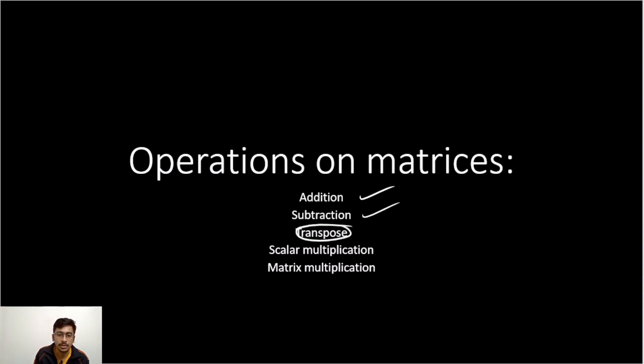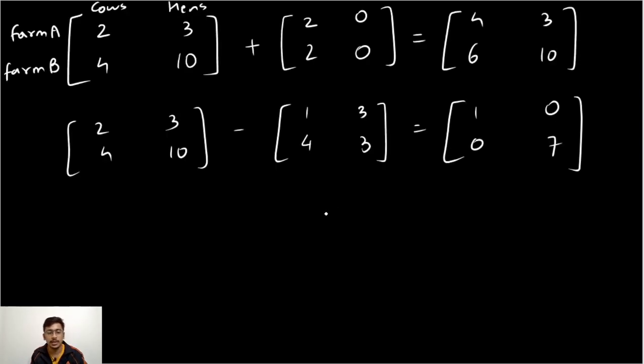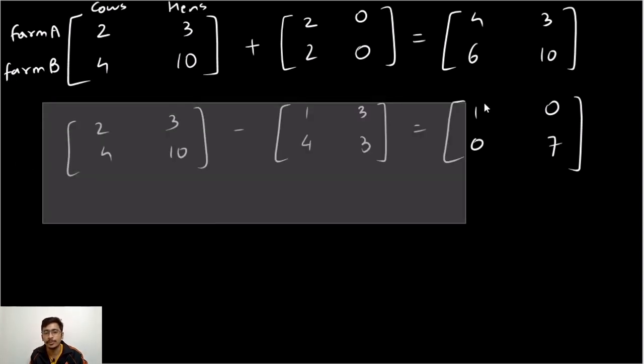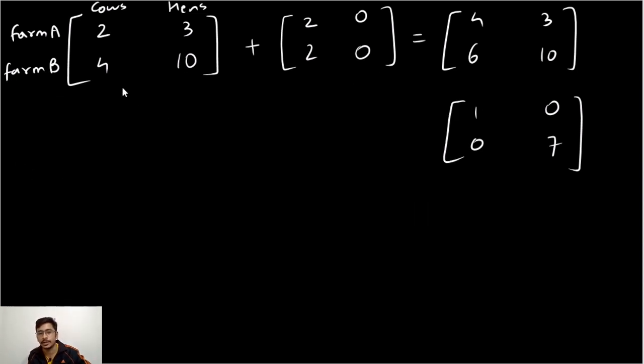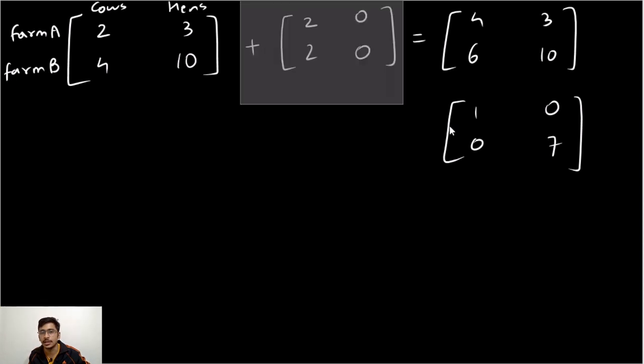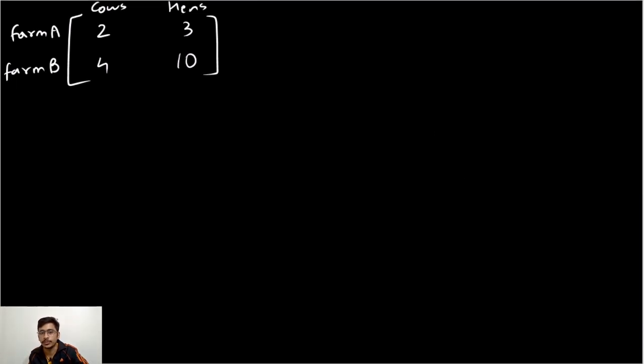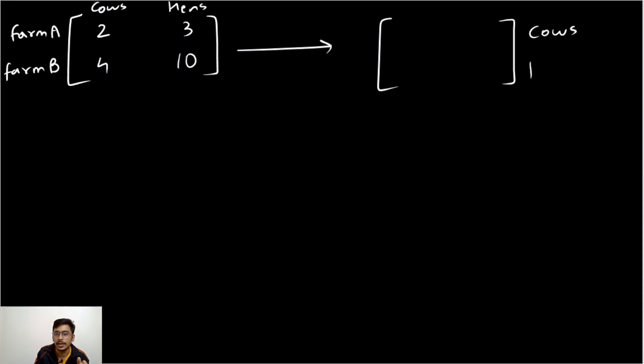What is transpose? Transpose is basically if somehow I were to flip the matrix so that it changes its meaning, that is what transpose is. So the transpose of this is simply, I have to write cows here and hens here, okay, and I have to write farm A here and farm B over here.